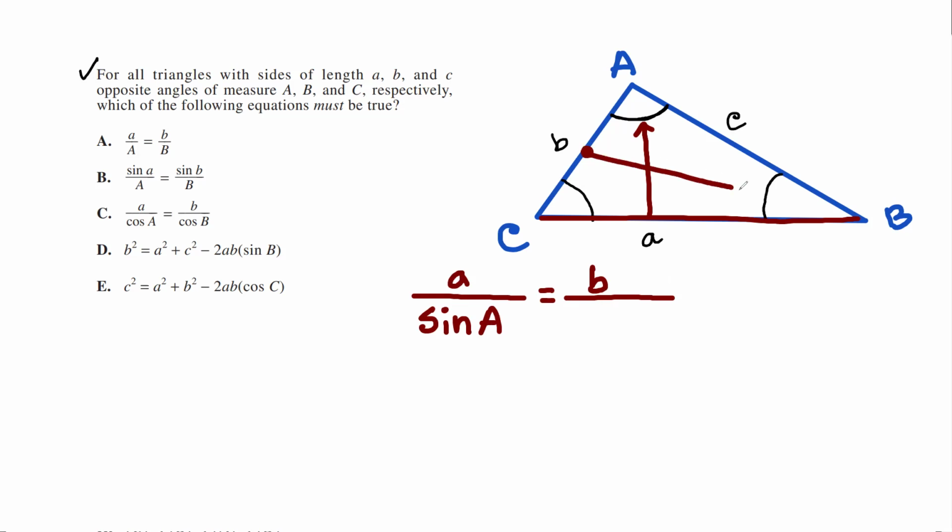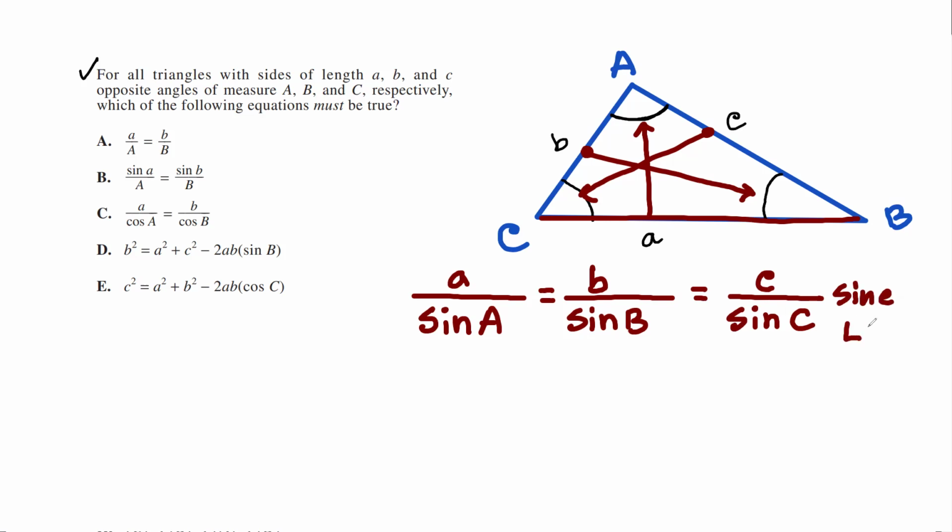over sine of the opposite angle of this b. This angle, right? Sine B equals c. Which one is the opposite angle of c? This one, right? So c side length over sine of the opposite angle C. So that's how you write the sine law. That's the sine law.